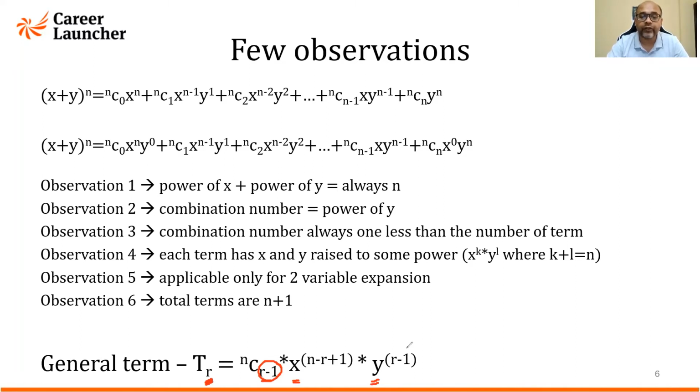Now what should be the power of y? The y power should be the same as this combination number. So it will be r minus 1. So the total should be equal to n for the powers of x and y. So the power of x will be n minus r plus 1.